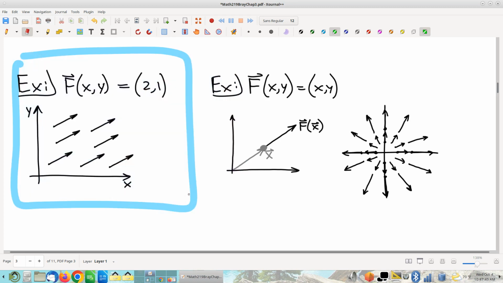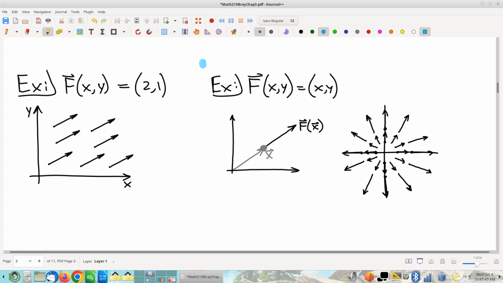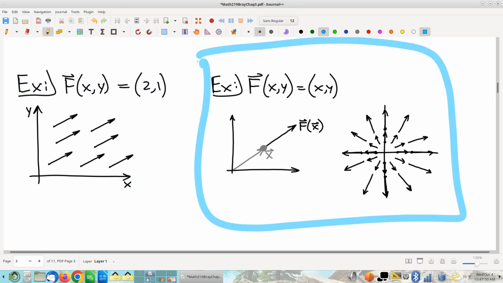Okay, let's see here. Here's another example here. Look at this one. This is also sort of a standard interesting thing. And notice at any given point x, y, keep in mind the input to be interpreted as a point.